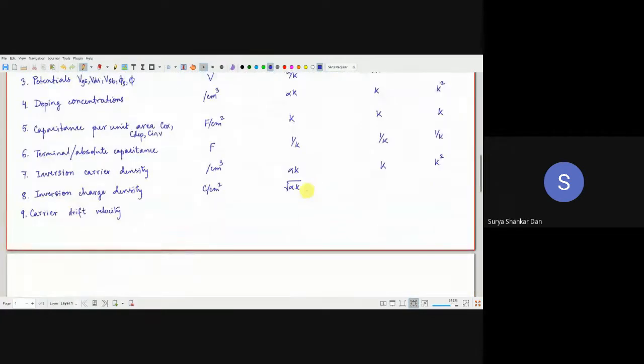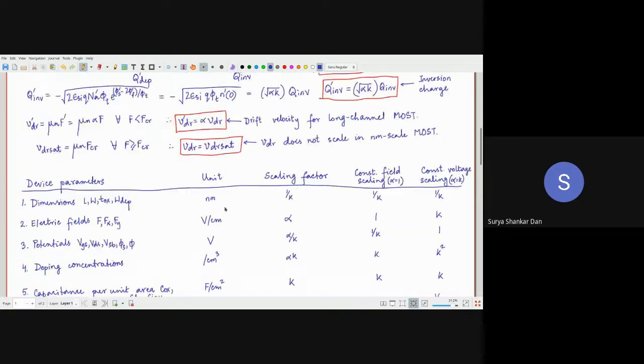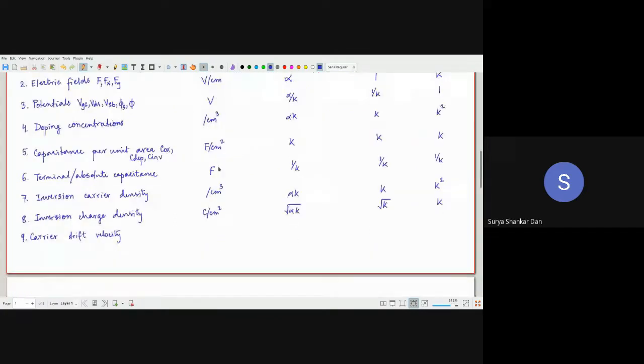Okay. Now, this is alpha is equal to 1. So root over K. And this becomes just K. Okay. Then finally, the carrier drift velocity. Drift velocity, obviously, centimeters per second.